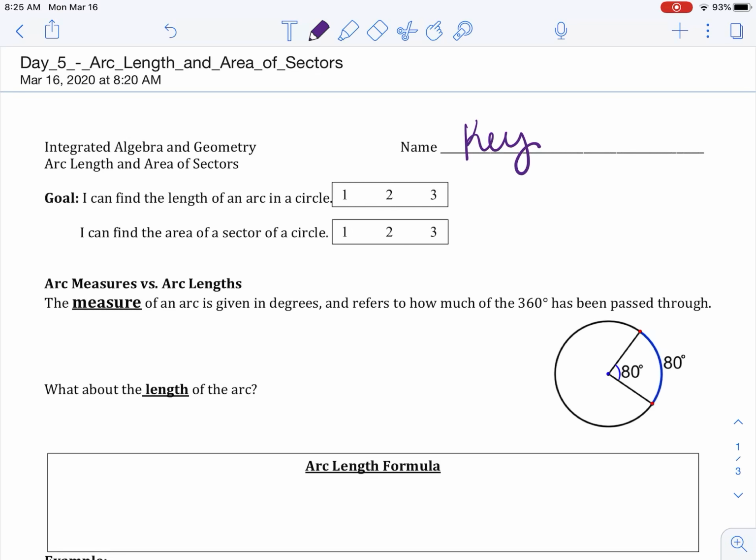So we have two goals for today. I can find the length of an arc in a circle, not the measure, that's what we've already done, but the length. I can find the area of a sector.